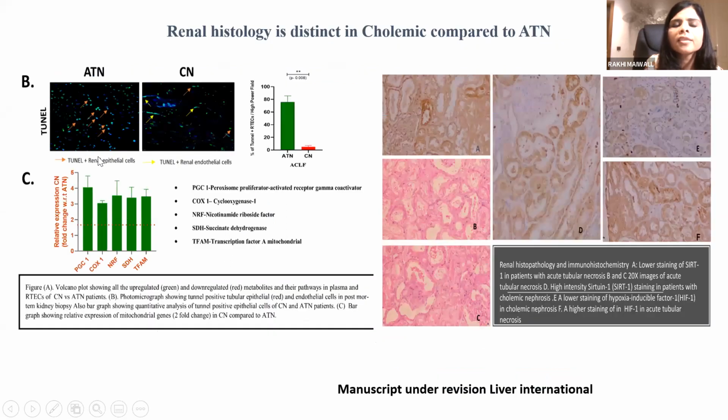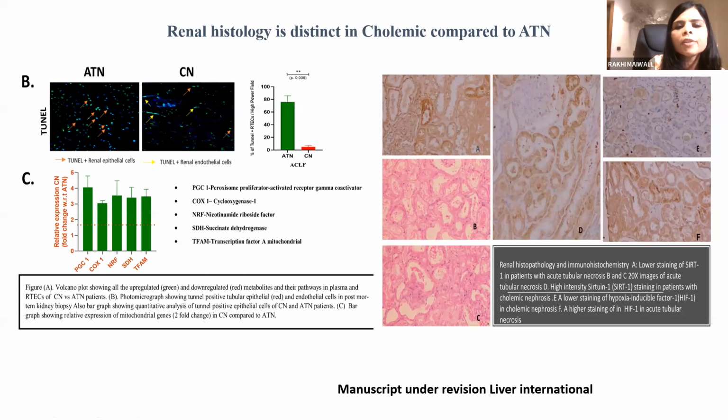And these are the significant differences that we observed in the histopathology. We found that patients with ATN have distinct histopathology. There was decrease in the markers of mitochondrial biogenesis. You can see here the TUNEL assay showing more caspase activity, which was seen in the endothelial cells and the epithelial cells, and failure of mitochondrial function, again signifying defective repair.